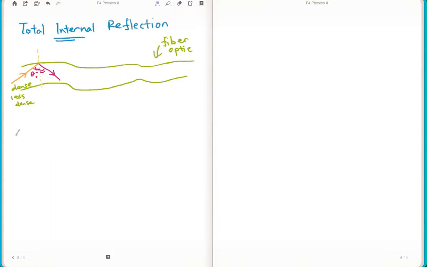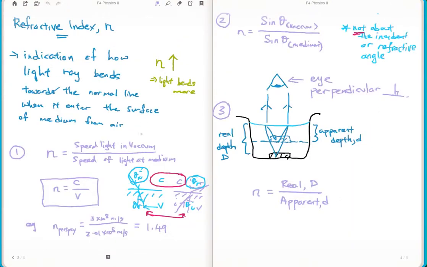Now, when this case happened, the fourth way of calculating refractive index n would be 1 over sine C. This is the critical angle. I know you are not following now because I still haven't defined it. Okay, so that's the fourth way. You have critical angle, straight away you get refractive index. Just bear with me now. Next, I'm going to show you what it means by total internal reflection.